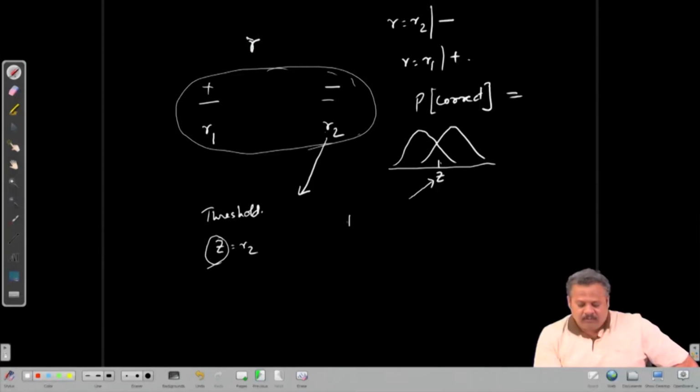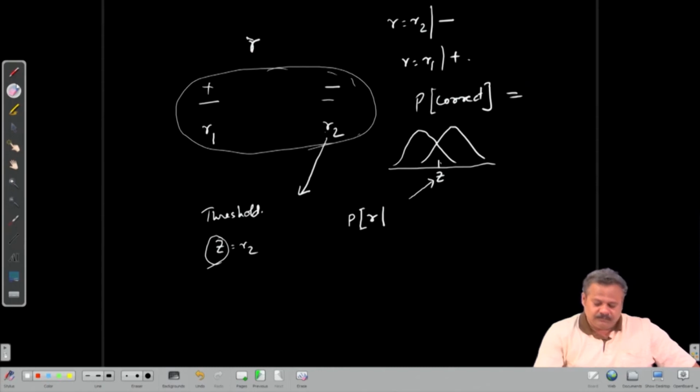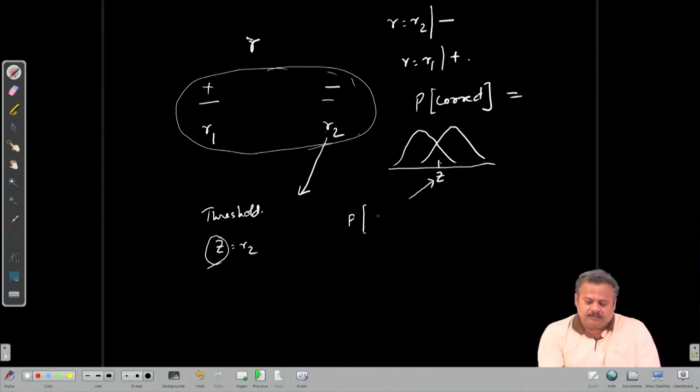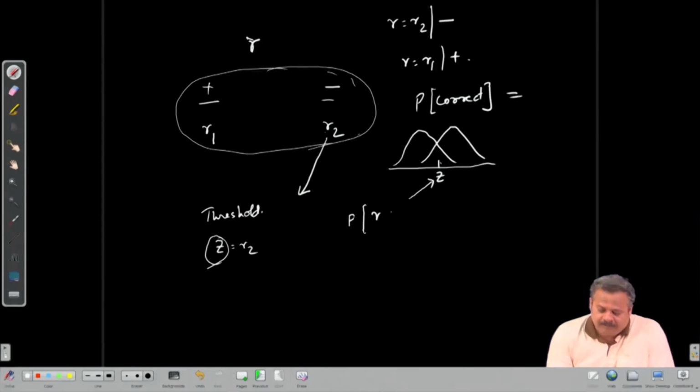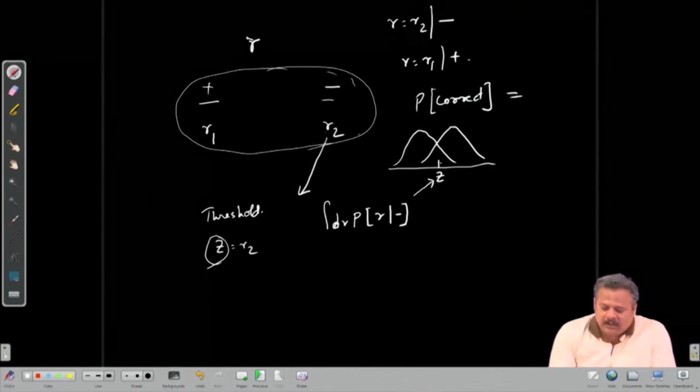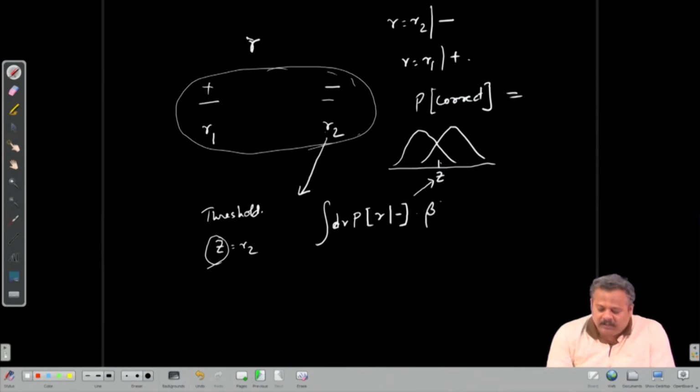That is our probability of rate less than or equal to Z. We will have the probability that the rate is given minus, integrate this over R and multiply this by beta Z.